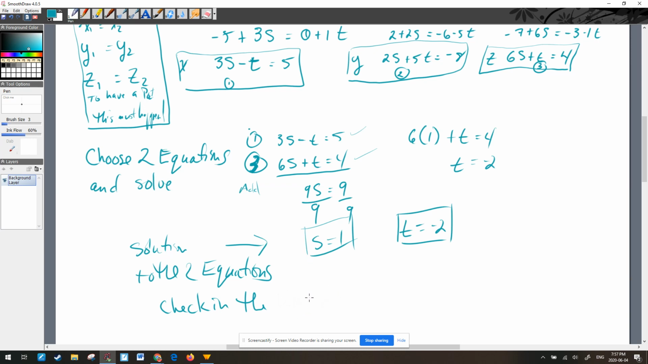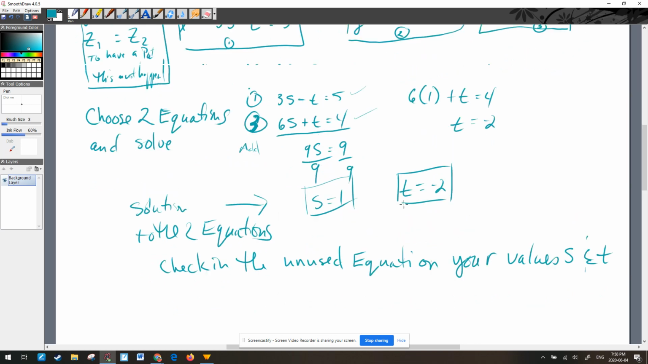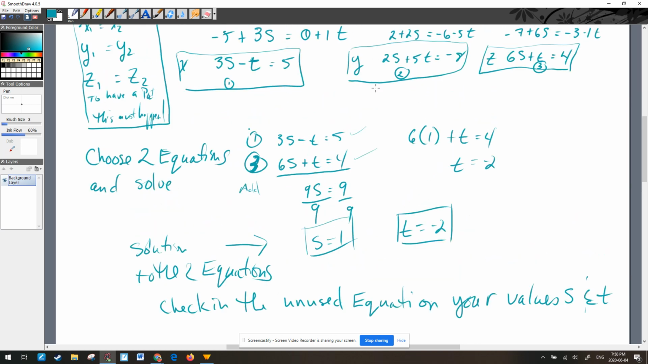So check in the unused equation your values, and I'm going to say s and t here, because you know what I mean. If you used m and n, whatever, that's what we would be using. So we're going to have to check in our unused equation. My unused equation was equation 2. And so I'm going to do a formal check, as are you, because you are responsible, diligent children.